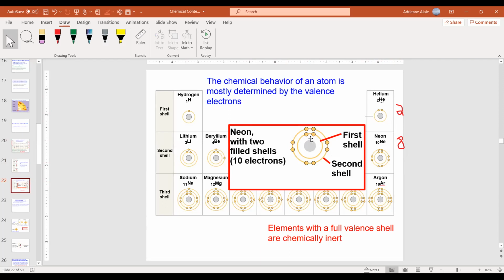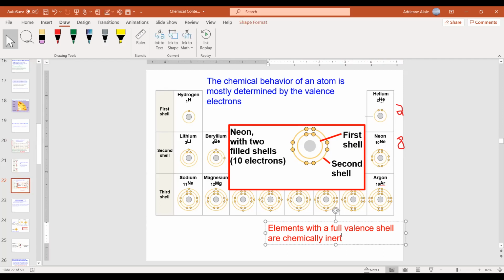Neon has the first two. It has 10 electrons total. How do I know? 10 protons there. That means 10 electrons total. Two go into the first shell, and then the first shell fills, and then the remaining 8 go into the second shell, and now that shell is filled. So elements with a full valence shell are chemically inert. They don't like to participate in chemical reactions.